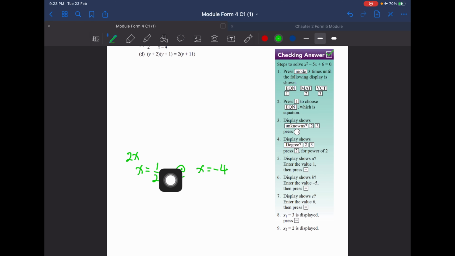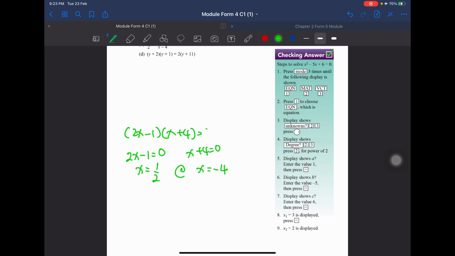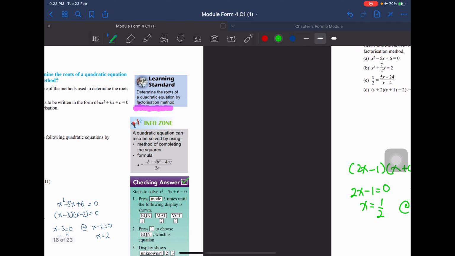Then baru 1. Tadi kan dah tinggal 1. 1 pindah ke sebelah jadi negatif 1 sama dengan kosong. Okey, ni pula x tambah 4 sama dengan kosong. Then baru kita buat bracket. So bracket 2x minus 1, x plus 4 equals to 0. Then baru kita salin balik soalan dia.